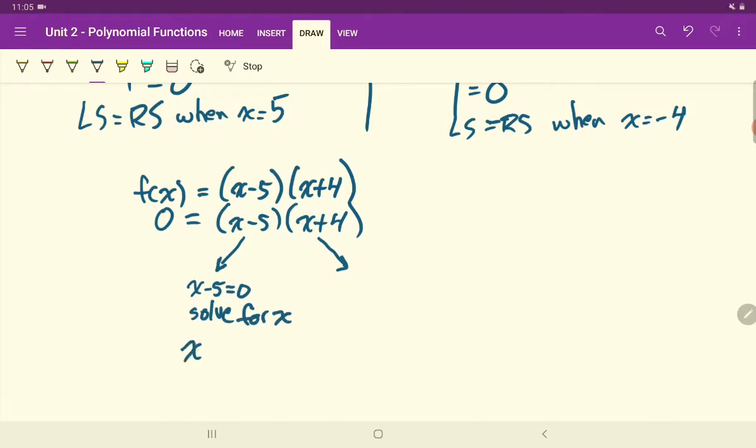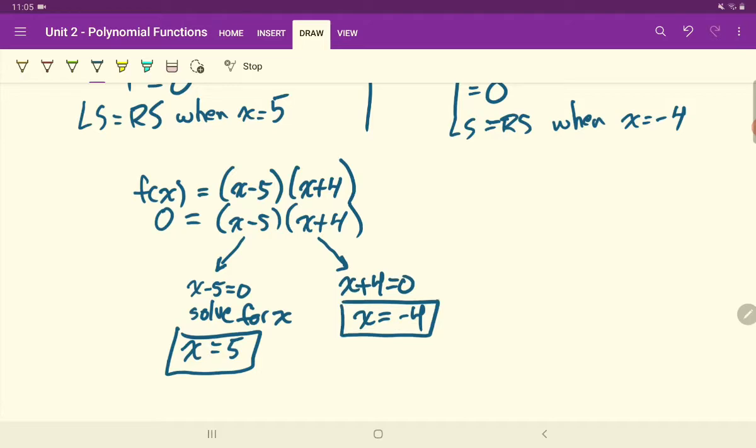Okay, so x equals positive 5. Then do the same thing here. X plus 4 equals 0. Bring the plus 4 over to the other side. It becomes x equals -4. And there you have it. You have your two x-intercepts, or your roots, or your zeros. Okay? So that is how you are able to find the x-intercepts.